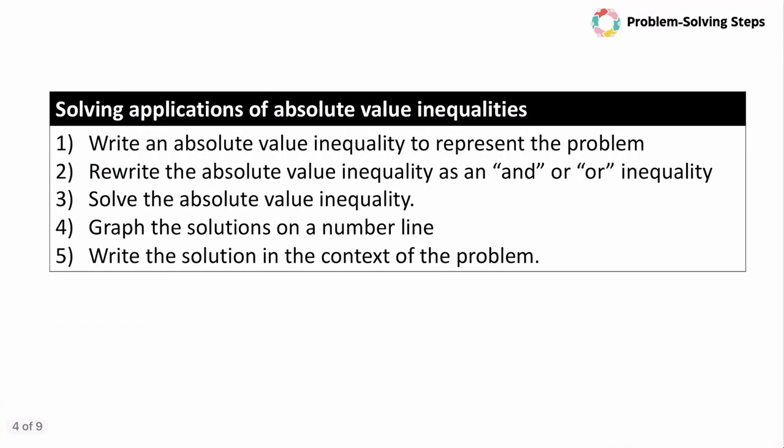So here's what we're going to do to solve applications of absolute value inequalities. We're going to start off by writing an absolute value inequality to represent the problem, and that's going to involve translating those phrases into inequality symbols. And then based on the inequality sign, we're going to rewrite it as an and or an or inequality. Then we're going to solve the absolute value inequality, and we'll graph our solutions on a number line if we need to do so. And then we'll write our solution in the context of the problem.